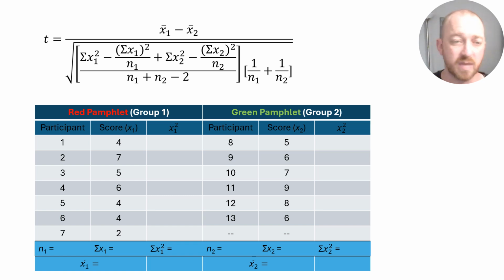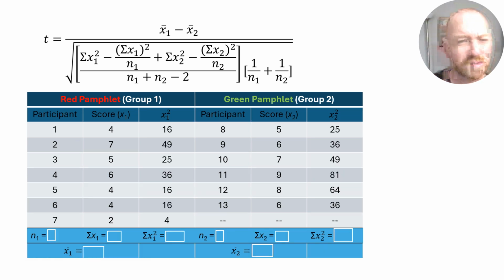So let's go ahead and do that. One of the easiest ones, of course, is this. So we'll start off with the number of people that we have. We have 7 people in group 1. We can do the same thing for group 2. We have 6 people in group 2. So n sub 1 is 7, n sub 2 is 6. You can see where to plug those in. There's n sub 2, n sub 1. No problem. Let's move on. We'll sum up all of the x scores from group 1.